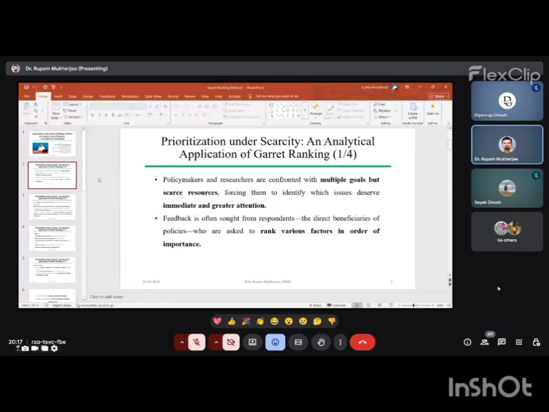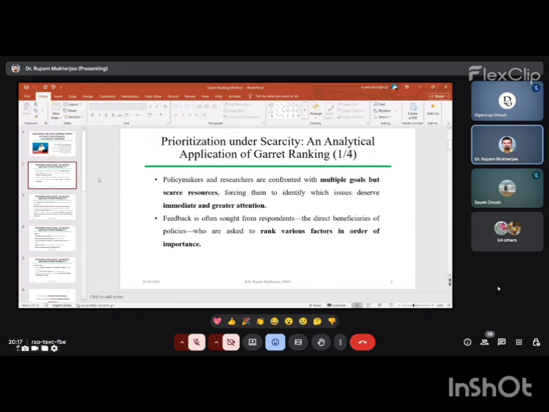Okay, so to take the idea and to resolve the issues, sometimes feedback is sought from the respondents, particularly in case of social science research. We do a social survey to understand the severity of the problems. And these respondents are actually the beneficiaries. They are the direct beneficiaries of the policies, and they are being asked to rank the various factors in order of importance as they perceive.